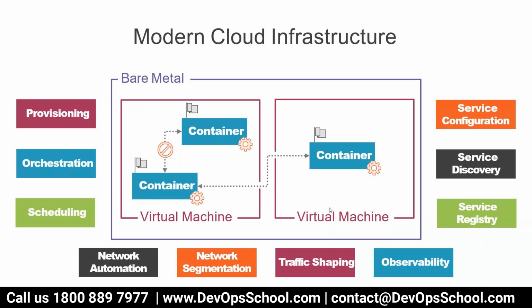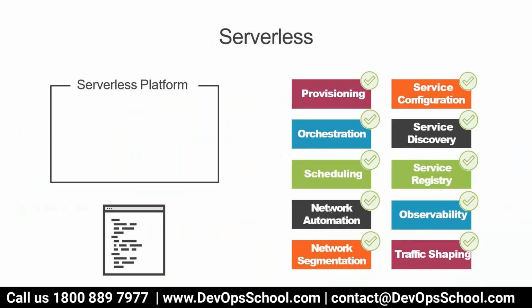In order to set up all these things, we do provisioning, orchestrating, scheduling, and network automation. To run an application, we have network segmentation and traffic shaping. Then we set up observability, service registry, discovery, and service configuration. These are the components you require to make a production-ready infrastructure for your applications.